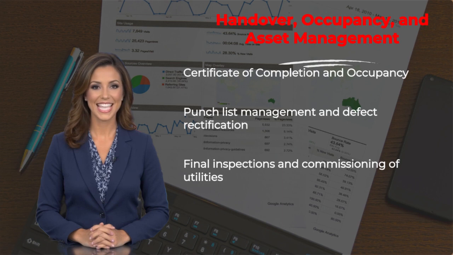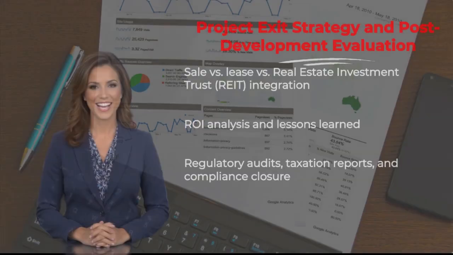Handover, occupancy and asset management. Certificate of completion and occupancy, punch list management and defect rectification, final inspections and commissioning of utilities. Facility management planning: security, cleaning, maintenance, tenant relations and lease administration systems. Technology integration: smart building systems and IoT-enabled property services.